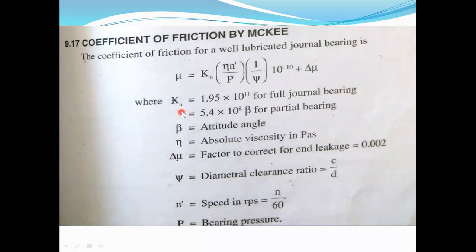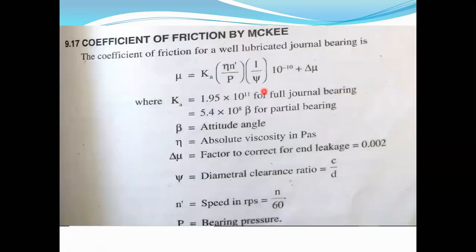Here Ka is 1.95 into 10 to the power of 11 for a full journal bearing, or 5.4 into 10 to the power of 8 beta for a partial bearing. Beta is the attitude angle. Eta is absolute viscosity. Delta mu is a factor to correct for any leakage. If there is any leakage, we consider this delta mu. Xi is the diametrical clearance ratio, n dash is speed, and P is bearing pressure. So this is the formula to calculate mu based upon McKee's equation.